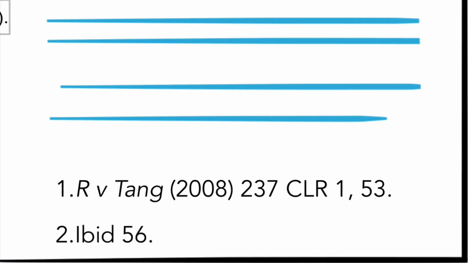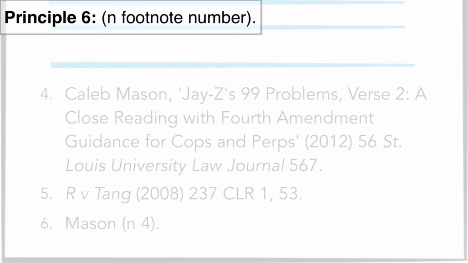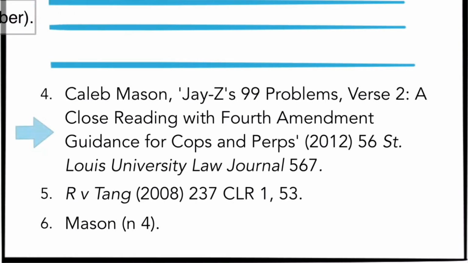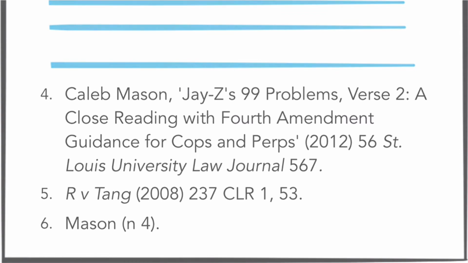If you are referring to a source you mentioned in an earlier footnote, but not the immediately previous one, you should use N plus the earlier footnote number in brackets. You should do this for all repeated references that are not in consecutive footnotes, including cases and legislation.